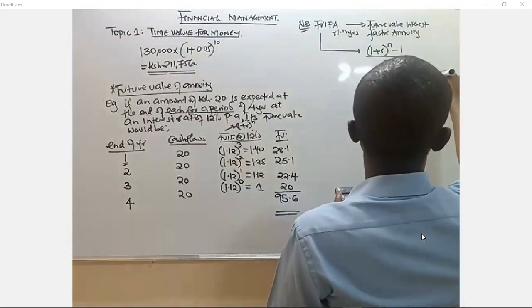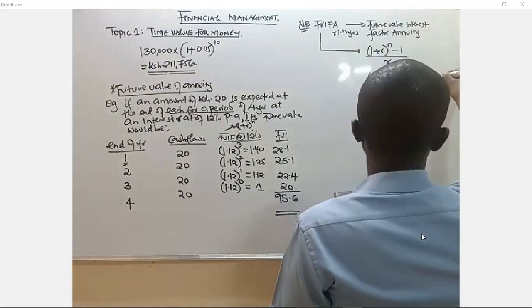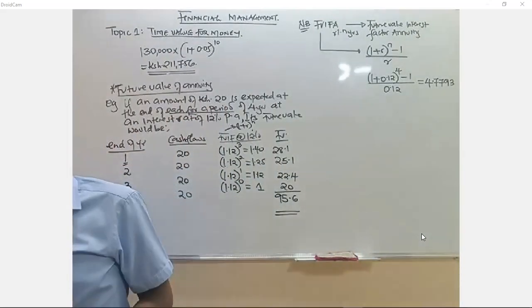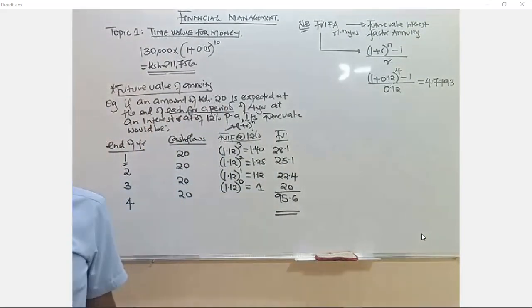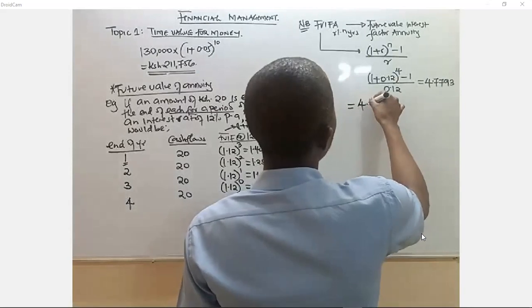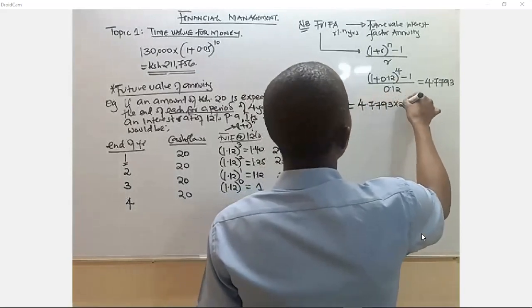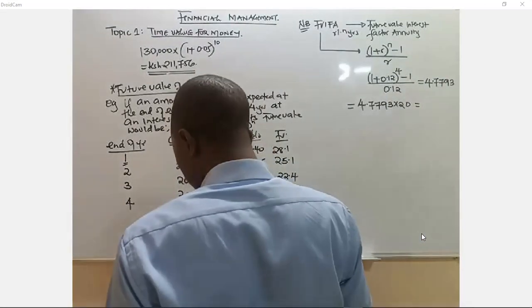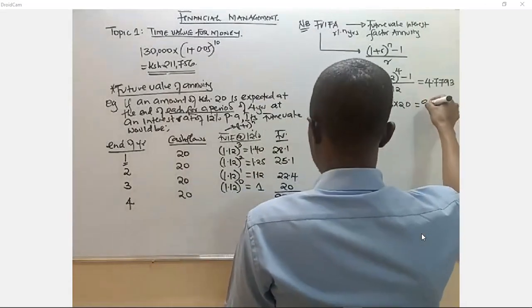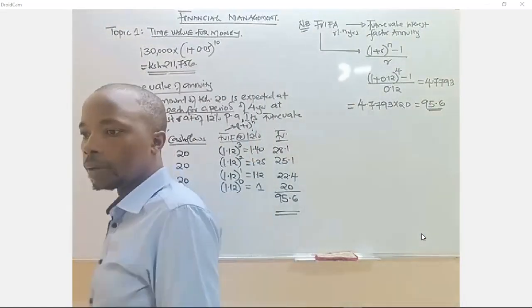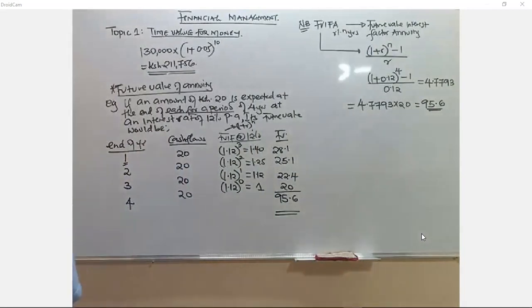Getting 4.7793, it should be 4 decimal places, by the way. Then from there, I can multiply this figure with my principal amount. So I say 4.7793 times 20. How much is this? So I just take 4.7793 times 20, getting 95.6. It is upon you to use the method you want. Use the one you want, right? All the methods are correct.